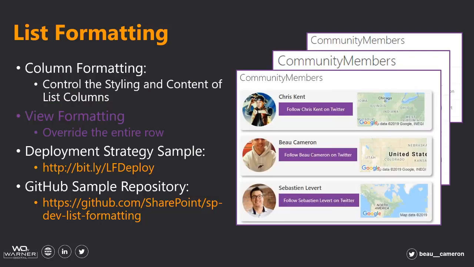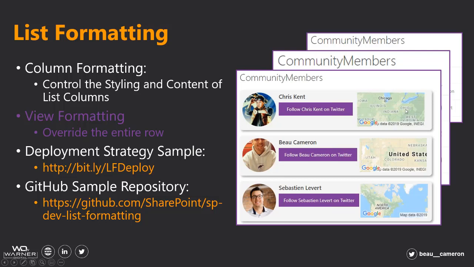View formatting takes it to a whole new level. So instead of just changing a particular row, or a column, I should say, in this case, I'm overwriting the entire row for the list item. So I'm able to identify and pull in the data from Twitter, as we see here, the avatar. I was able to create a little button here. And then I'm actually connecting out to the Google Map API.